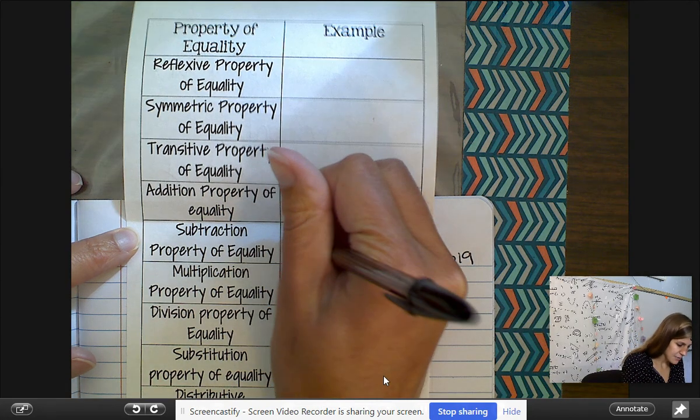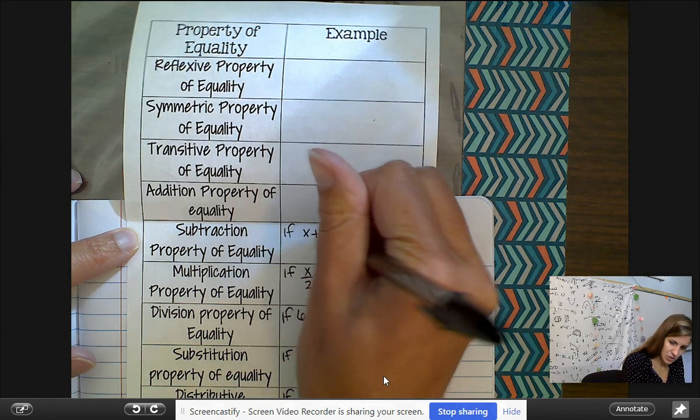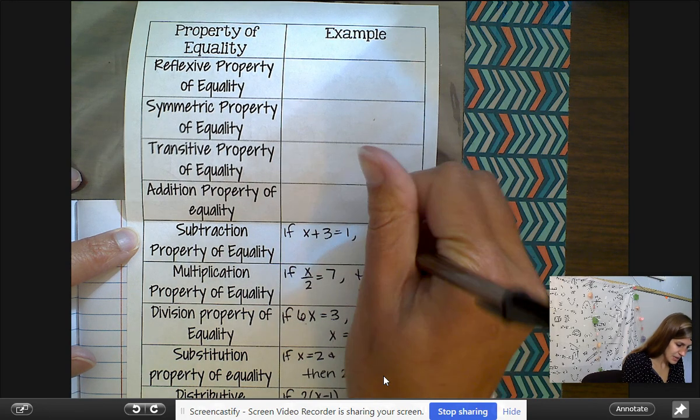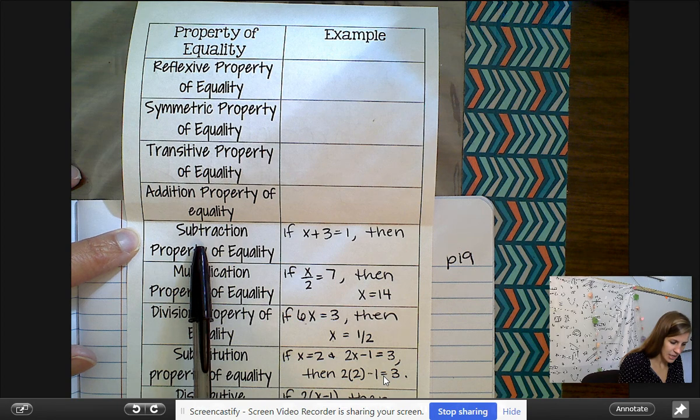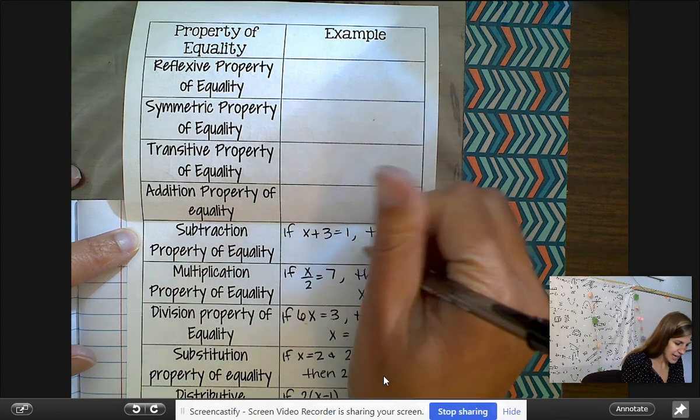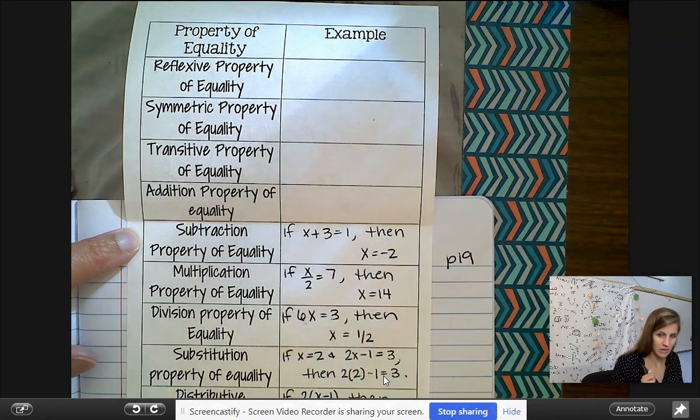Next, our subtraction property of equality. So if we have x plus 3 equals 1, then by the subtraction property of equality, I can subtract 3 from both sides, and x would be negative 2.